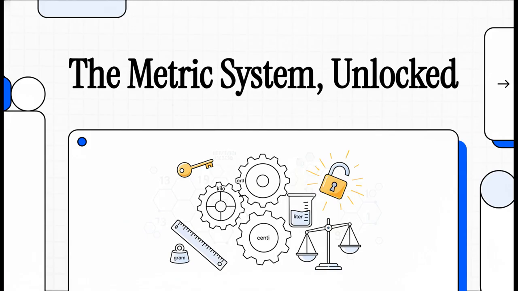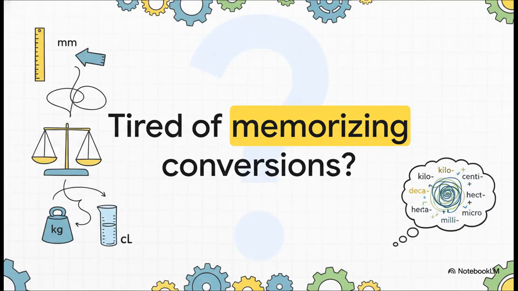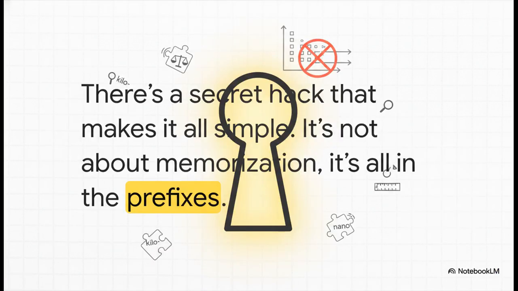So let's dive in. Does this feel familiar? You're trying to cram all these different words into your head. Millimeters, kilograms, centiliters. It really feels like you have to memorize 3 totally different languages just for length, volume, and weight. It's super frustrating, and honestly, that's not how the system was ever meant to work. But what if I told you there's a much better way?